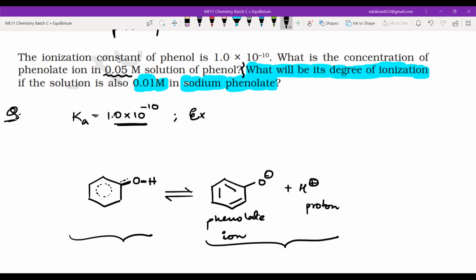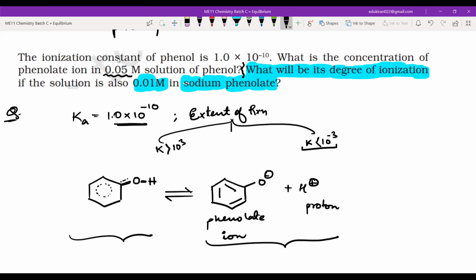And we have learned about extent of reaction. Yes or no? In chemical equilibrium, extent of reaction, we divided into three parts. You remember that? If the K is greater than 10 to the power 3, or it is less than 10 to the power minus 3. You remember this, Sarah? So if K was less than 10 to the power minus 3, then was the reaction more towards the reactant side or the product side? Can you flip some pages and tell me?